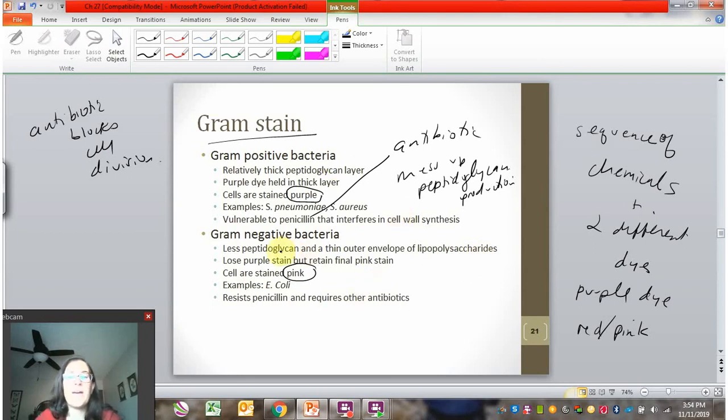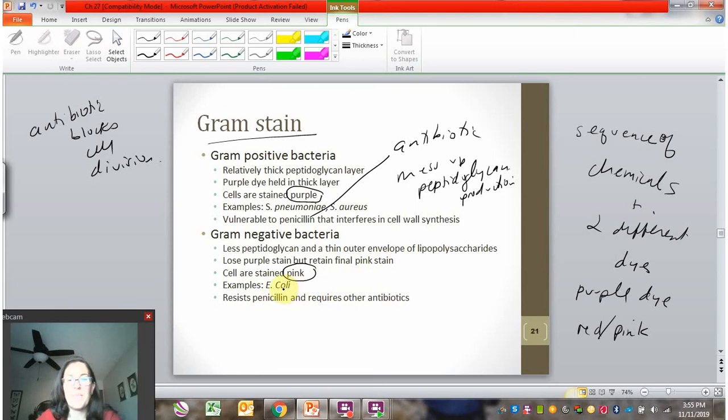And so because they have a thinner peptidoglycan layer, the purple dye that is added doesn't stick. And so the second dye, the pink dye, called safranin red, but it actually makes it pink, will stain it instead. So the purple stays in the thick peptidoglycan layer. It doesn't stay in the thin peptidoglycan layer, so it takes on this pink color.